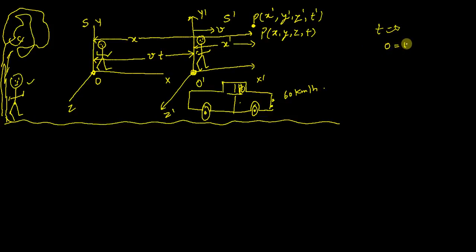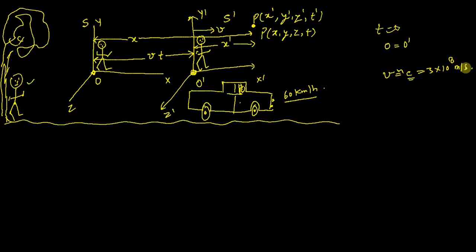O is equal to O prime. That means both the frames will coincide. And I want to tell one more important thing here, that this speed is very small as compared to the speed of light, but for the purpose of explanation, to make it simple, I have used 60 km per hour. Otherwise v is near about the speed of light, that is c, 3 into 10 raised to power 8 meter per second.